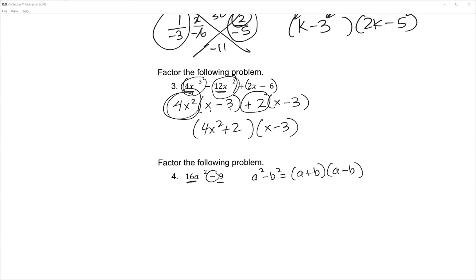So notice that in order for you to get the a, you would have to square root. A squared is equal to 16a squared, so a is equal to the square root of 16a squared, which is 4a. And the b squared is equal to 9, so b is equal to 3. So we're going to plug this into the formula right here, which is 4a plus 3 and 4a minus 3.